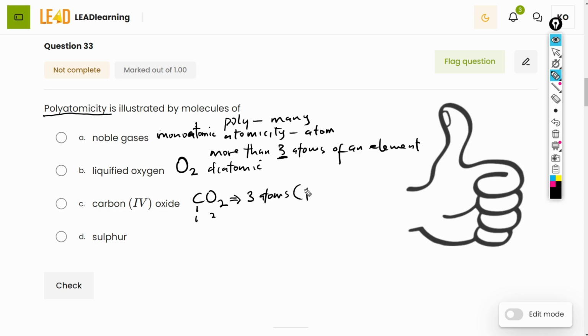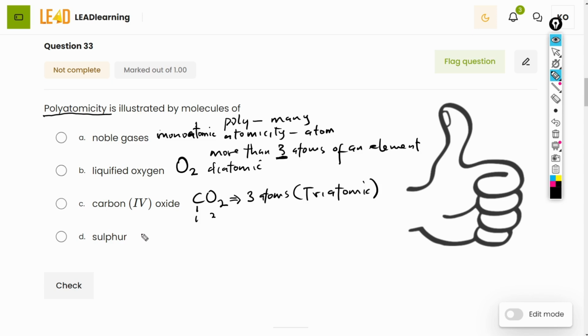This is triatomic. Now let's look at our definition again. It says polyatomicity, the molecule must contain more than 3. It does not say more than 2 or 3. It says more than 3. So because carbon 4 oxide is made up of exactly 3 atoms, triatomic, that means it is not polyatomic.